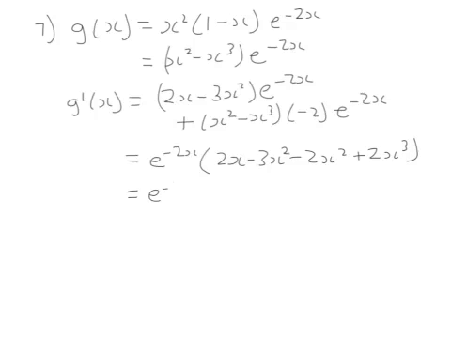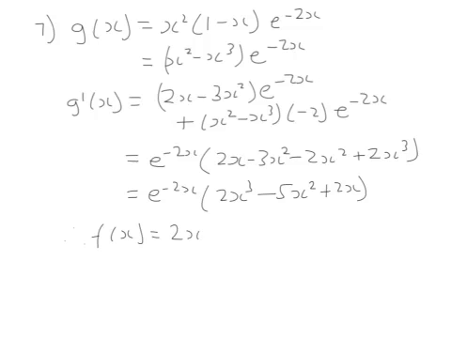And then obviously this tidies up. Let's write the highest power first. We've got minus 5x squared plus 2x. So therefore f dashed x equals 2x cubed minus 5x squared plus 2x. There is another way of doing this, so I'm going to do this on the next slide.